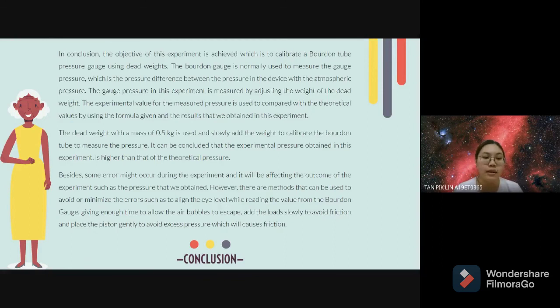Besides, some errors might also occur during this experiment, and they will affect the outcome, such as the pressure that we obtain. However, there are methods that can be used to avoid or minimize the errors, such as aligning the eye level while reading the value from the Bourdon gauge, giving enough time to allow the air bubbles to escape, loading the weight slowly to avoid friction, and placing the piston gently to avoid excess pressure which will cause friction.